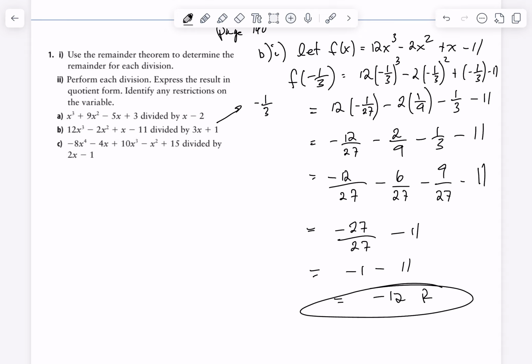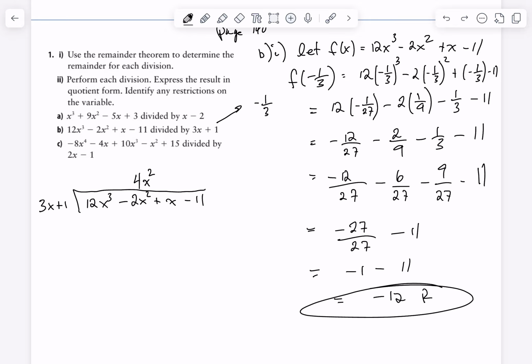Okay, so what we can do now is actually do the long division. I'll do an example of the long division as well. So what we're going to do is take 3x plus 1 and long divide it into the polynomial, 12x cubed minus 2x squared plus x minus 11. We always kick these problems off the same way. How many times does 3x go into 12x cubed? That's going to be 4x squared, okay? And you'll notice I'm keeping the x squared terms stacked up.